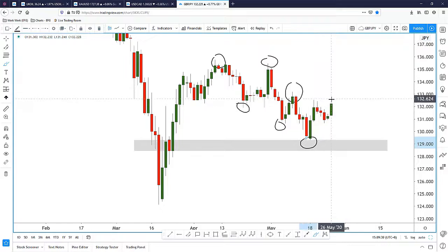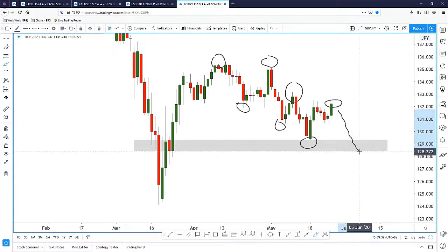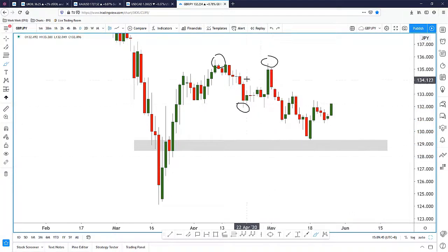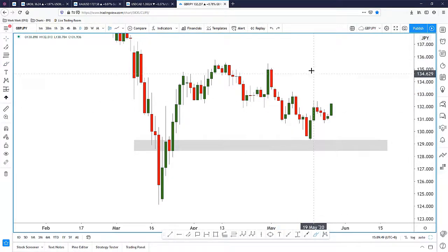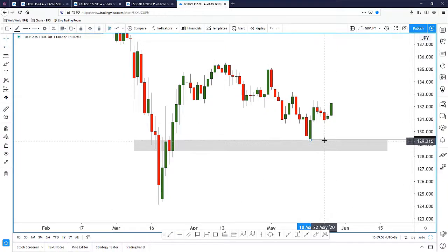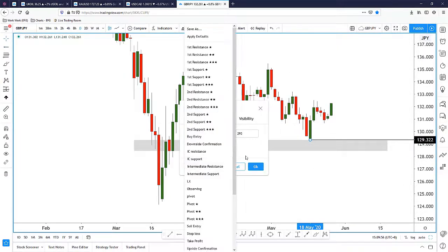Okay, so now the thing we want to see is if the market forms a lower high here, then we can be sure that the market may go all the way down back into the supply and demand area to form a lower low. Okay, but for now, the market is in a downtrend. Right. So let's put the support level here first. Okay, we call this the daily support.